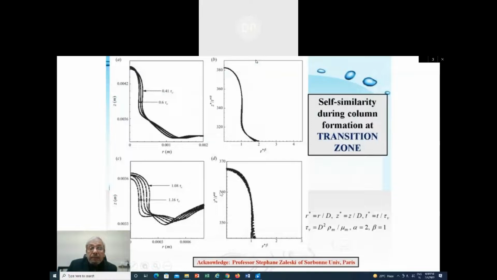Next, I will highlight another major discovery of this study: at different time instants, the interface which defines the partial coalescence, that means the formation of the column, then pinch off of the column and formation of the secondary drop, these interface shapes at different instants of time we can record. But if we plot them through proper parametric adjustment, then the interfaces at different instants collapse on a single curve. This transformation relationship has to be understood.